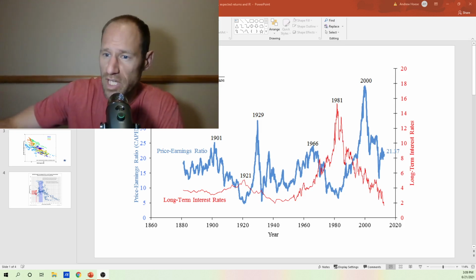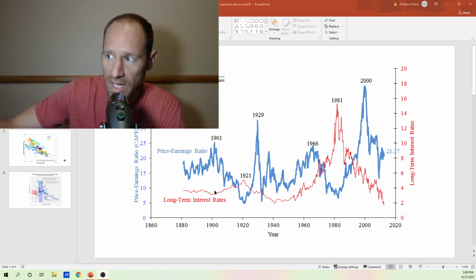And you can see this relationship here. If you look at 1901, see how the PE ratio was very high and the interest rate was very low? Correlates very well. Now, look what happens to the PE ratio. It contracts at the same time that the interest rates go up. Do you see this correlation here? And obviously, it's not a direct correlation because it came up and down as it was contracting.